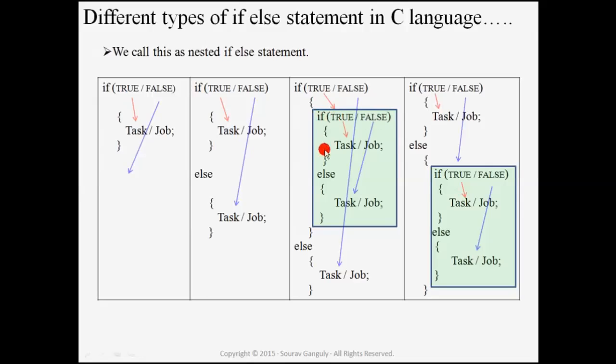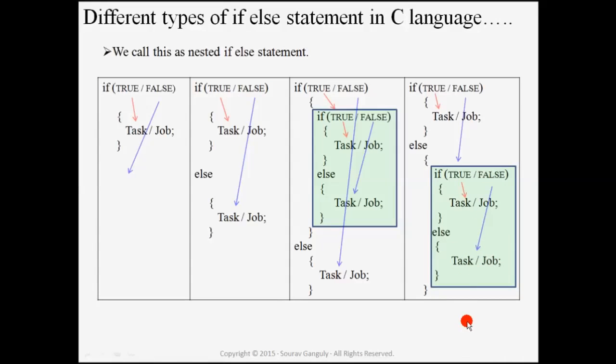If this condition is true, then this section will execute. If this condition is false, then this else will execute. And if the first condition becomes false, then this section will execute. That means this else is directly associated with this if section. Here, if the first condition is true, then this task will execute. If the first condition is false, then this section will execute. That means this section is under this else, and this else is directly associated with this if. If this condition becomes true, then this task will execute. If this condition becomes false, then this task will execute.